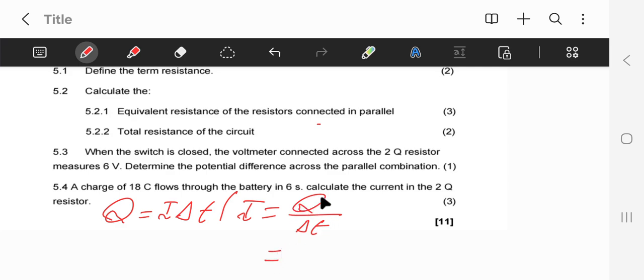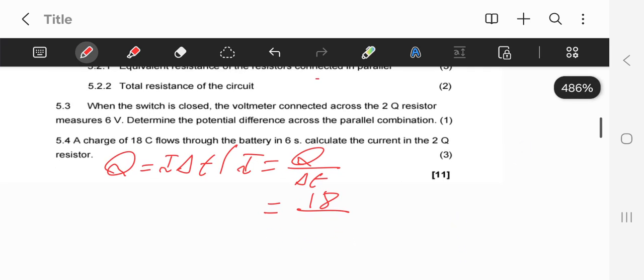Then from here we substitute what is Q. Q is measured in coulombs, so it is this charge, also stated here. So I is going to be 18 divided by delta T. Delta T is our time, and this is our time, 6 seconds. Then we say 18 divided by 6. What do we get when we divide 18 by 6? The answer we get is 3. And current is measured in what? In amperes. So that's how you answer this question, guys.